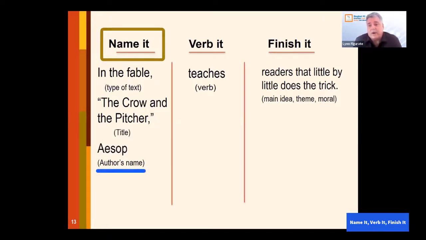Now, we don't always have an author's name. Many of you know that when you get any kind of writing piece, sometimes there'll be no name on it at all, right? You don't know who the author is. And so we teach the kids just to be able to write the author. Sometimes it's the scientist, sometimes it's a historian or a mathematician. So it really depends on the piece.